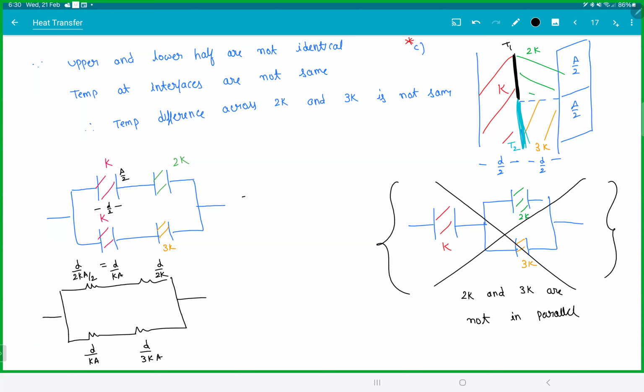Upper two are in series, bottom two are in series, and the whole thing is in parallel. So yeah, Yasha, you got it right. Lakshika, you also, I think so.